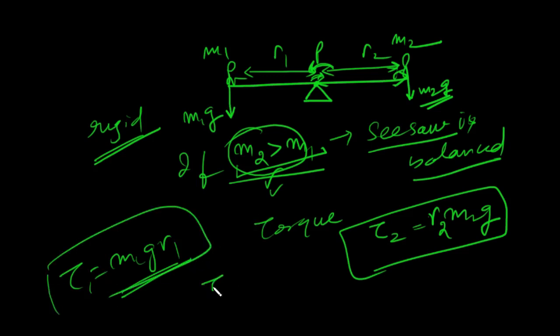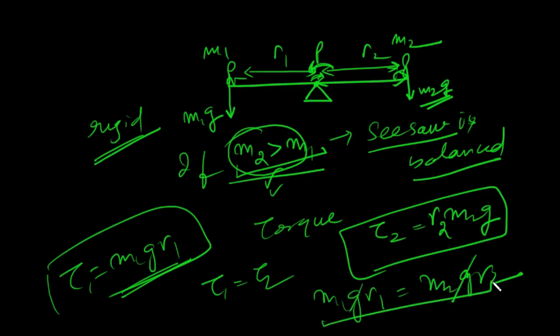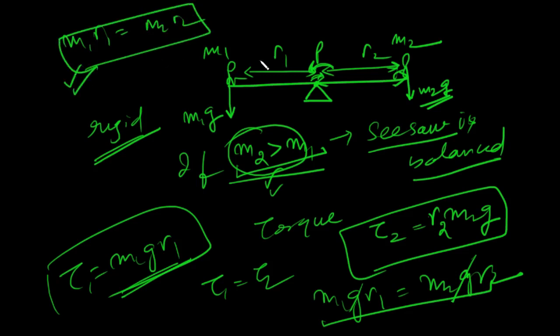Since the seesaw is balanced, both torques must be equal. So m1g r1 equals m2g r2. g gets cancelled out, so m1 r1 equals m2 r2. This is the condition of balanced torque. This is also the moment of masses. You can also say this is the moment of mass. It doesn't matter, because moment of force is r cross F.